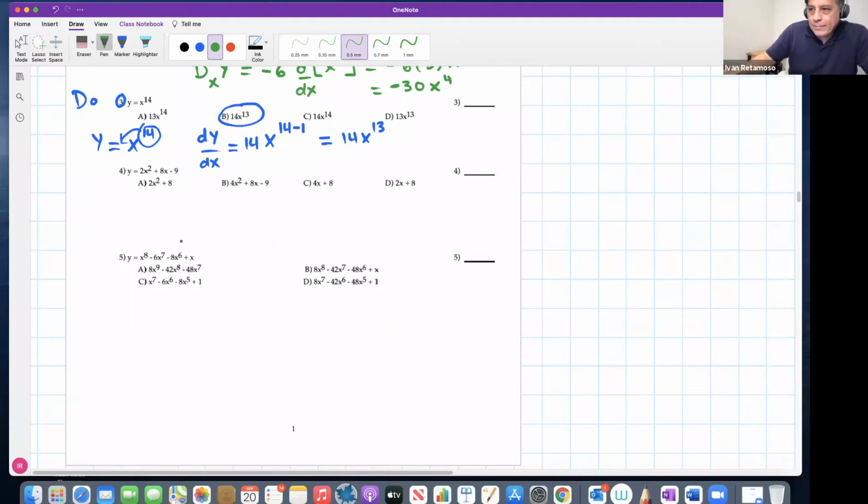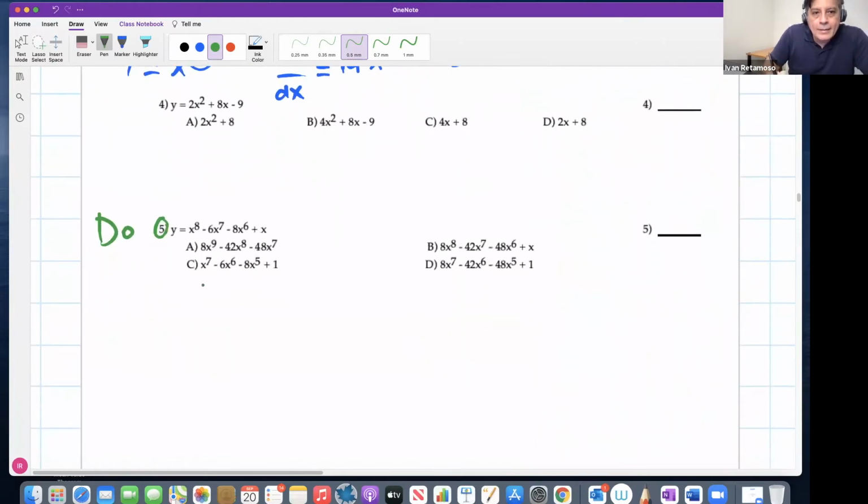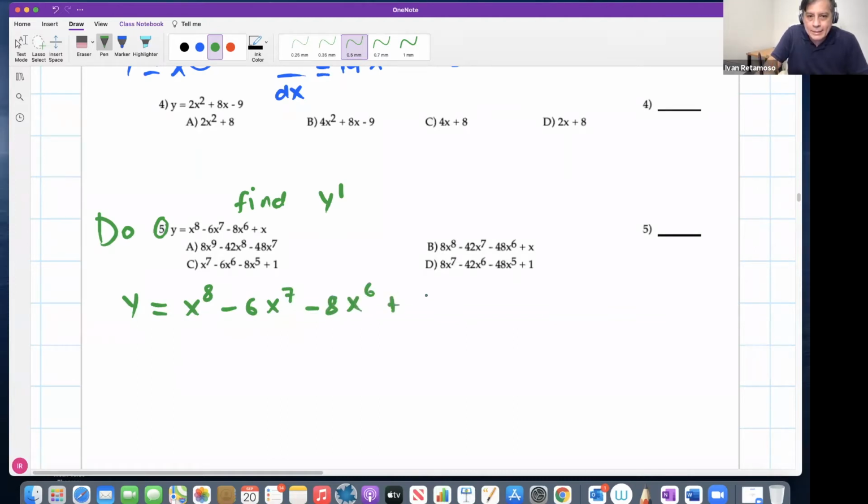Number 5. Can you find the derivative of this function? I will make it bigger so I can see. Find y prime, the derivative of this function, y equals x to the 8 minus 6x to the 7 minus 8x to the 6 plus x. Can you find the derivative of y with respect to x, or y prime?